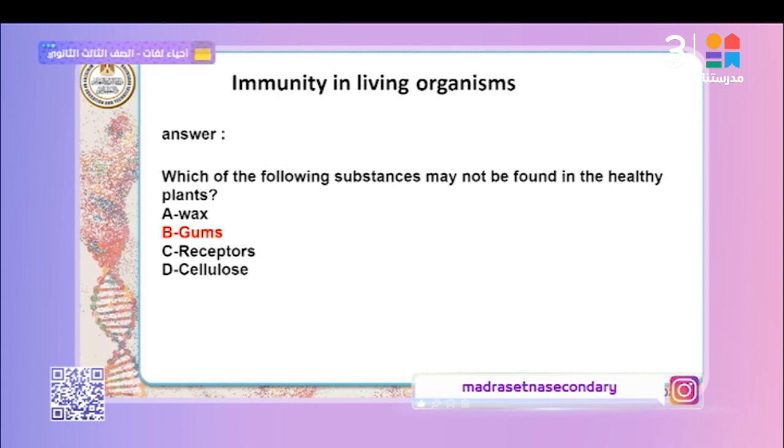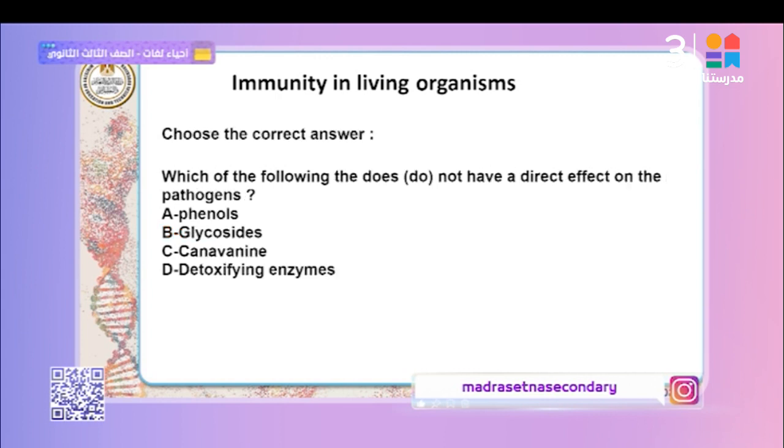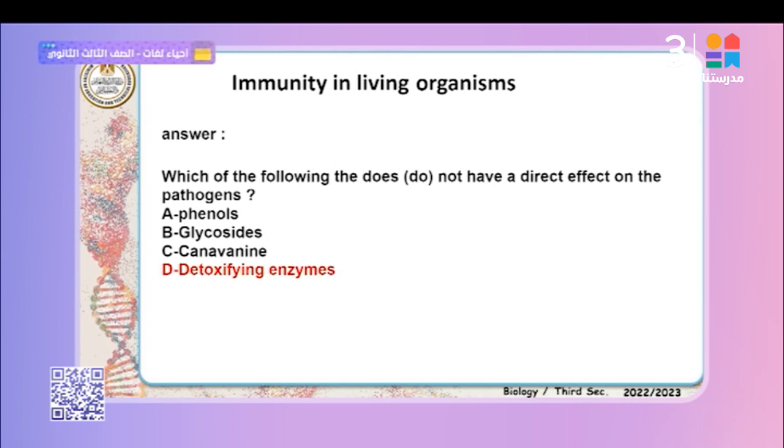Another question related to these lessons. Choose the correct answer. Which of the following does not have a direct effect on the pathogens? Phenols, glycosides, cannabinoid, detoxifying enzyme. Phenols, direct effect. Glycoside, direct effect. Cannabinoid, direct effect. But the detoxifying enzyme reacts with the toxic substance secreted from the pathogens, so it has an indirect effect. So the best answer is detoxifying enzymes.